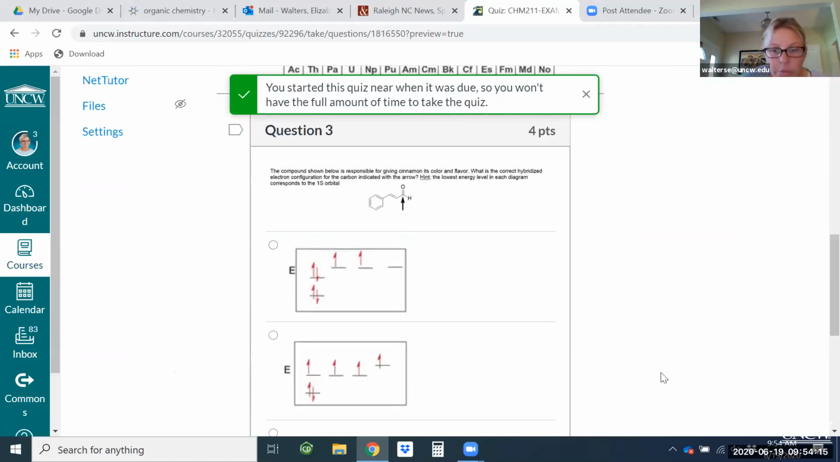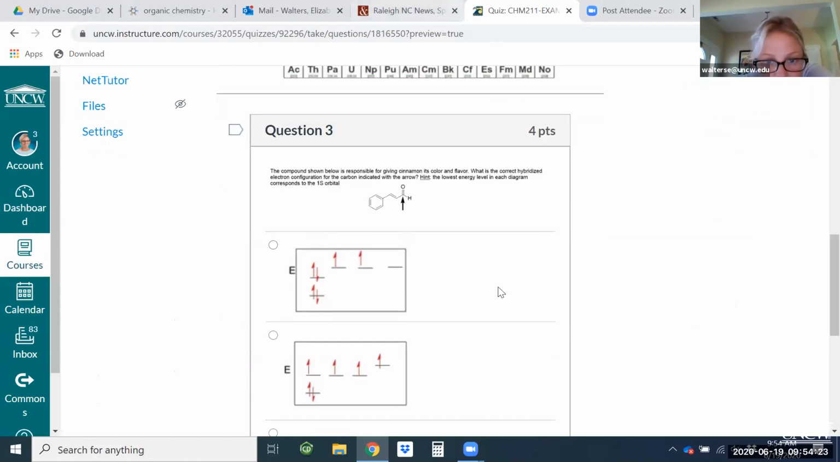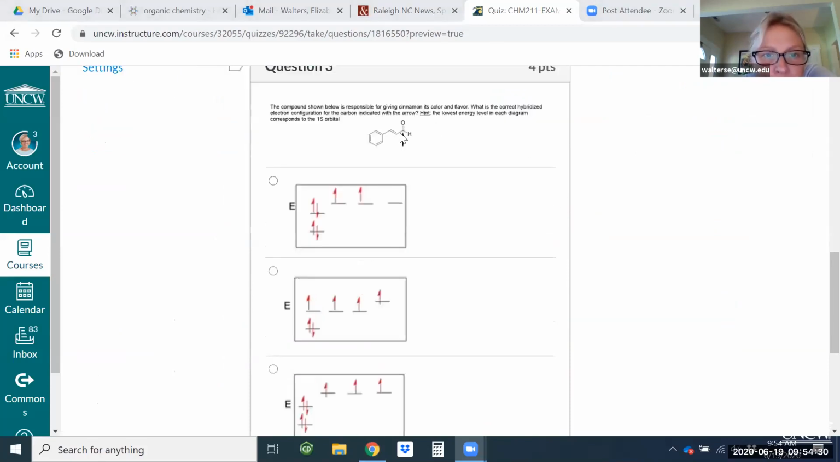Okay, is it this one that you had a question about, Annie? Okay. The compound shown below is responsible for giving cinnamon its color and flavor. The correct hybridization. Okay, so this carbon, the carbon in that aldehyde group, is sp2 hybridized.